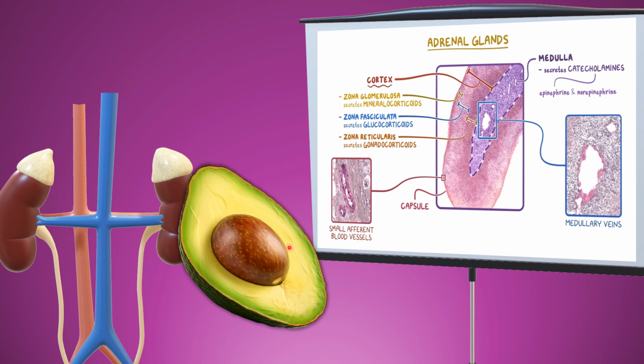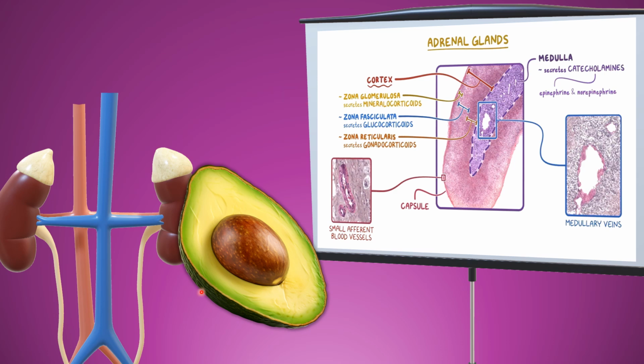Let's go to the next layer. So we're going from the most inner to the outer. The next layer is here, the zona reticularis, which produces the gonadocorticoids, which are your sex hormones. So now let's go a little bit more outside. This is the zona fasciculata. It produces glucocorticoids. A very famous glucocorticoid you probably already know is cortisol. And right outside, the outmost layer, is the zona glomerulosa, which produces your mineralocorticoids.